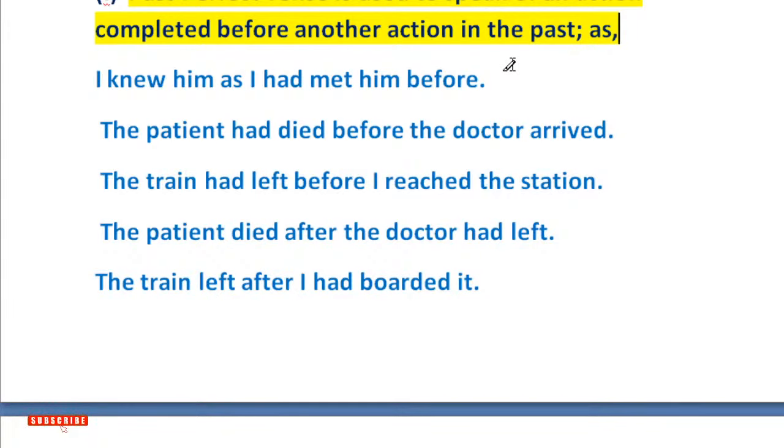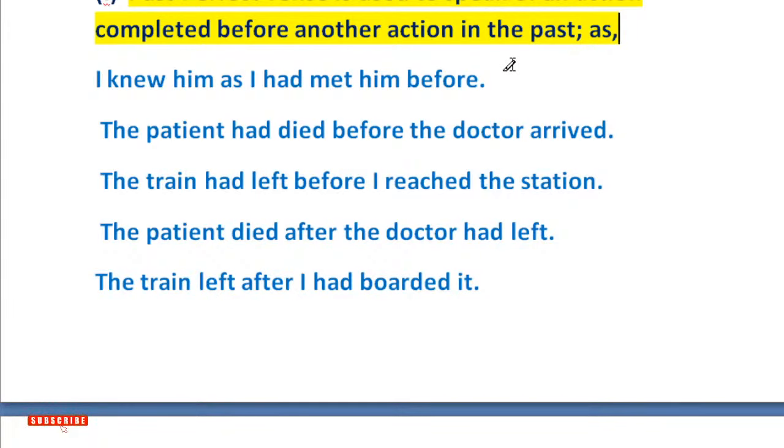Okay, I had met him before. I knew him as I had met him before. So here two actions are taking place: I knew him and I had met him before. So this is in past perfect tense because of this action. I knew him as I had met him before.